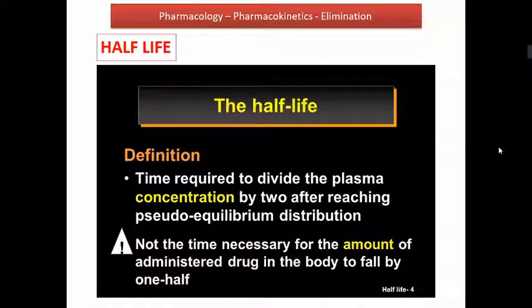Okay. Another concept that is very important in pharmacokinetics is half-life. So, this is the time required to divide the plasma concentration by 2 after reaching the pseudo-equilibrium distribution. Please take note that this is not the time necessary for the amount of the administered drug in the body to fall by half. Do you understand? Half-life is the time required to divide the plasma concentration by 2, not the amount administered for the drug to fall to half of the concentration. Please take note of the difference between these two. In half-life, we are talking here of the time required for the concentration to become half.